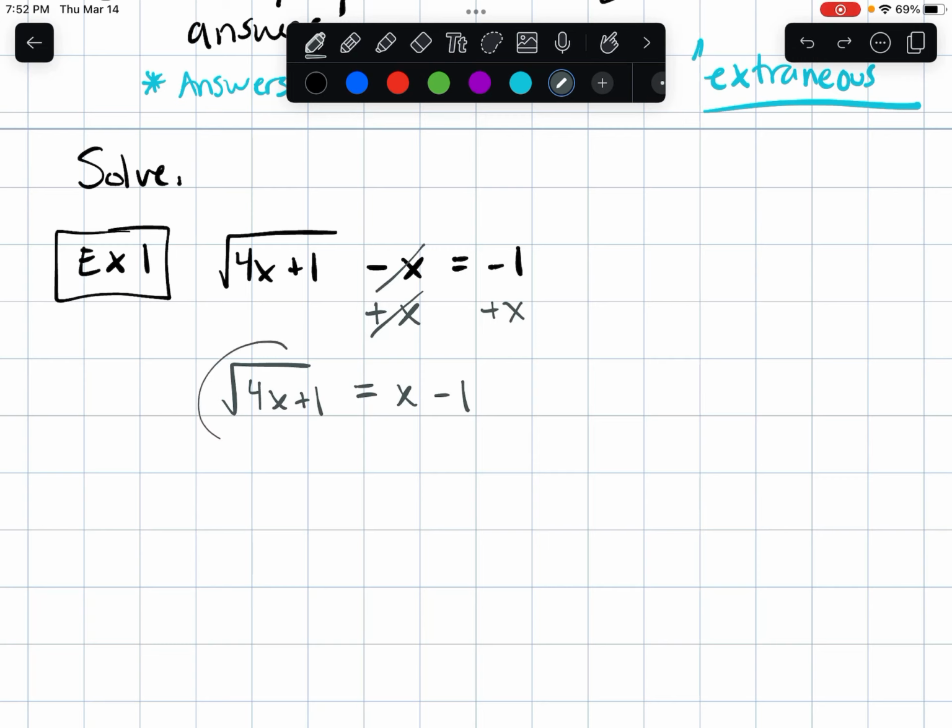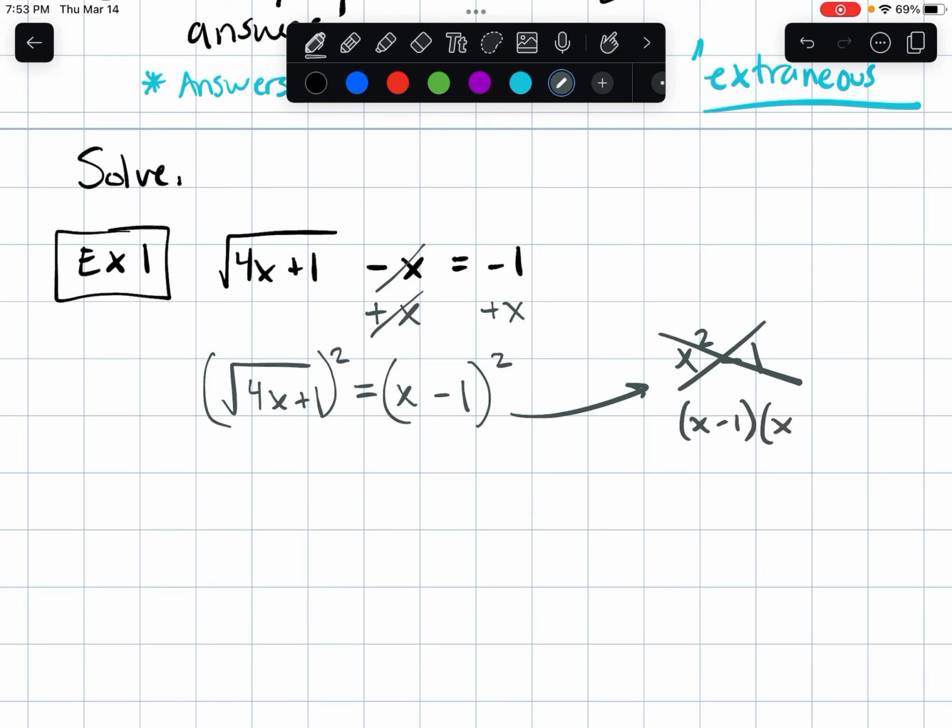So now, to undo this square root, I need to square both sides. Now be careful here. When I square both sides, the right side is not going to be x squared minus 1. Tempting, but that is not correct. Remember, you are taking x minus 1 times another x minus 1. You have two of them. So your right side, once you FOIL everything and distribute, you're going to get x squared minus 2x plus 1. And then we know that on the left side, the square and the square root would cancel out, so we just get 4x plus 1.